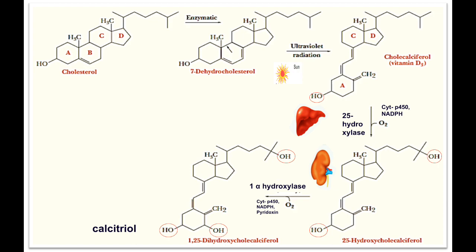Then this 25 hydroxycholecalciferol is transported to the kidney, where it is hydroxylated again at the first carbon. So again an OH group is added. The enzyme is 1 alpha hydroxylase in the kidney. This is the active form, calcitriol, with three hydroxyl groups. So this is also called calcitriol.